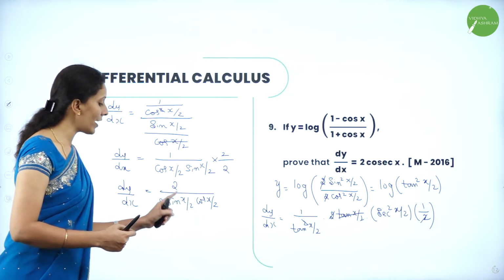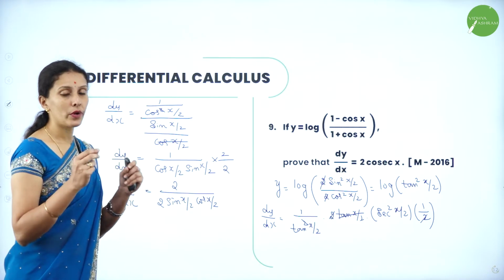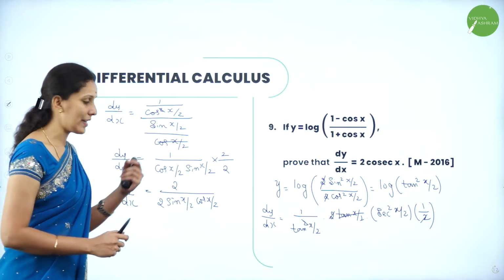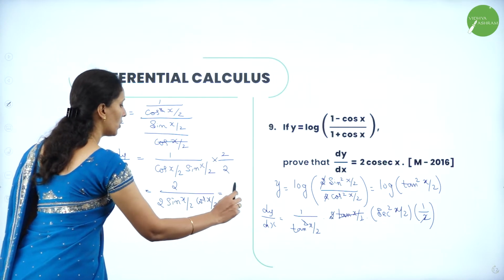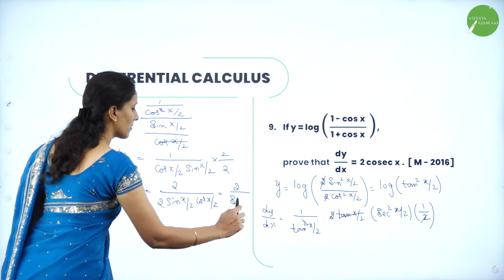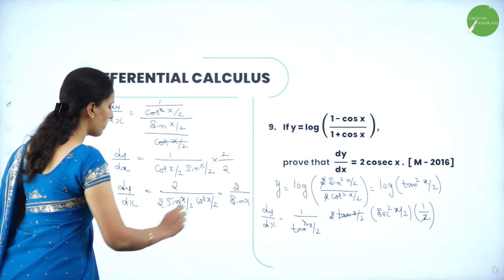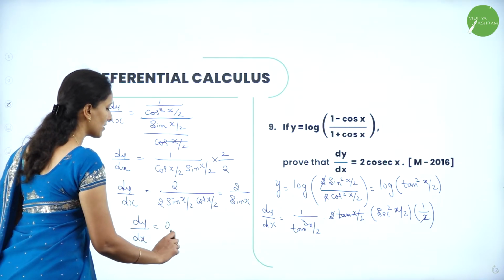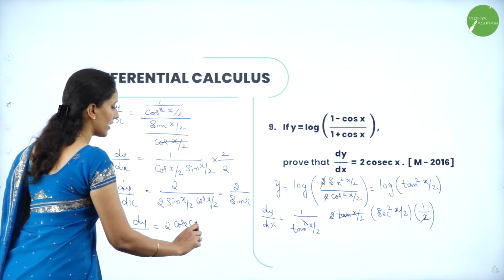But here we have x in the form of x by 2. So 2x will become x. So instead of sin 2x, I'll just write sin x. So this can be written as 2 divided by sin x. But what is 1 by sin x? 1 by sin x is cosecant x. So therefore the answer is 2 cosecant x.